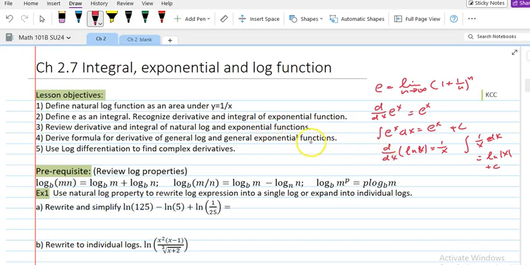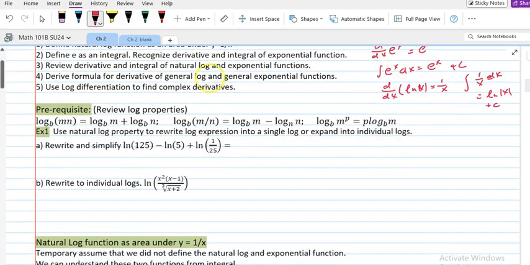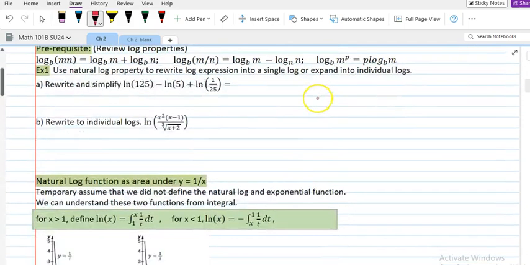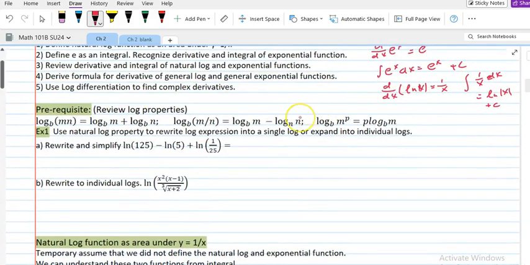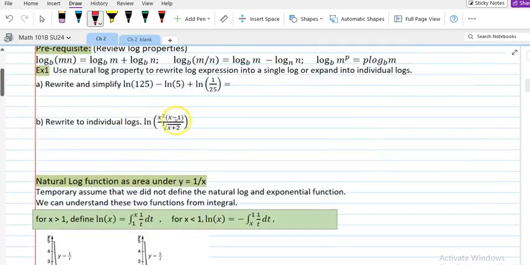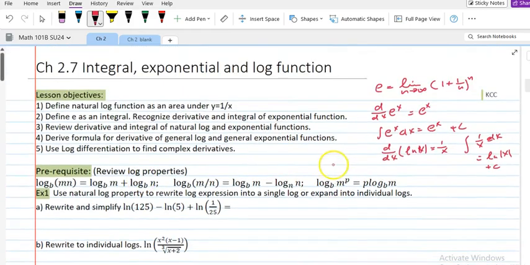We'll further look at the derivative and integral of other bases, and also use log differentiation to find complex derivatives. Okay, so that's the goal for this. Because some calculus classes have covered this, I won't spend too much time on it. You can watch the videos. Basically, I'd like you to know log differentiation and how to use it, how to use log to do complex derivatives. I will mention it when I get into that example.